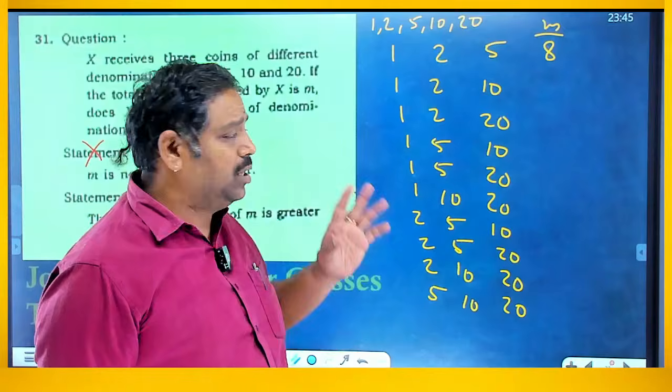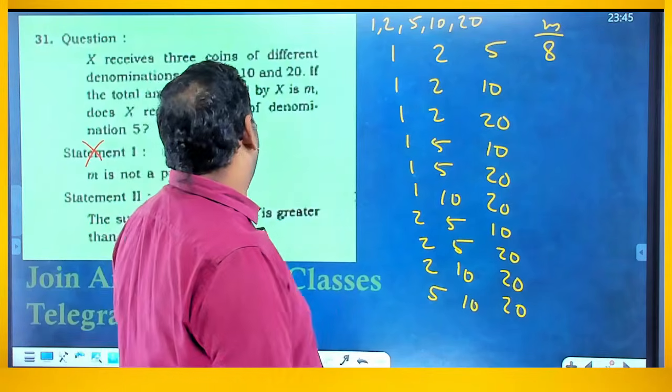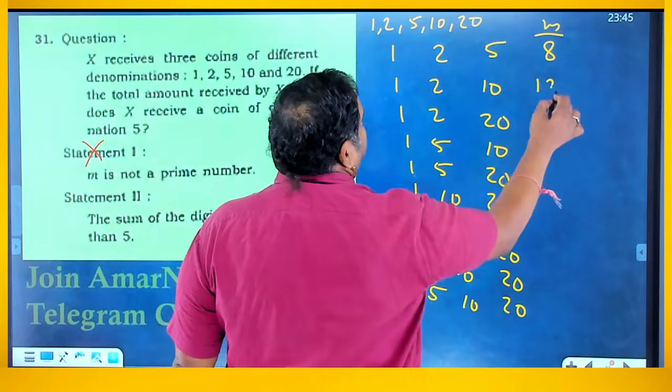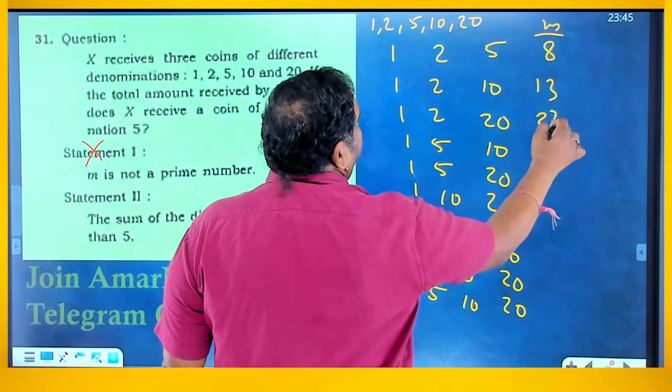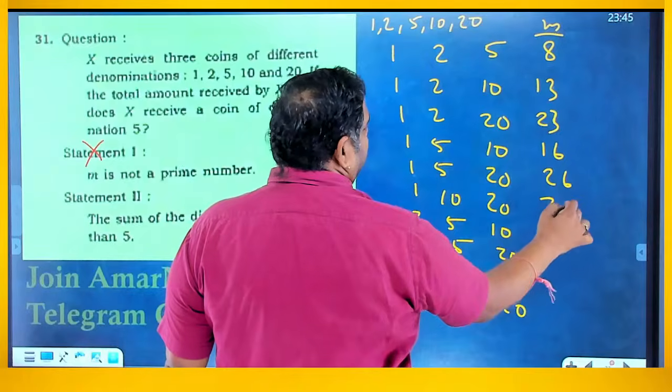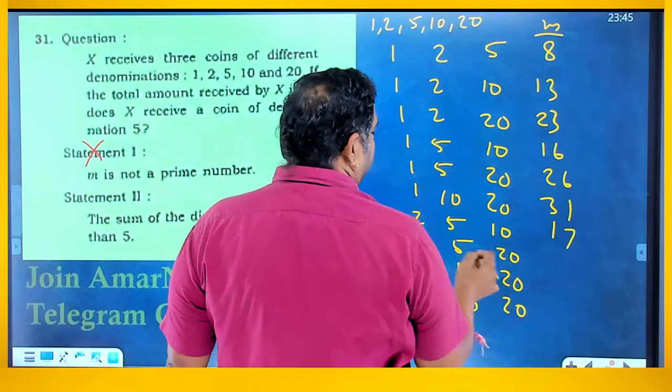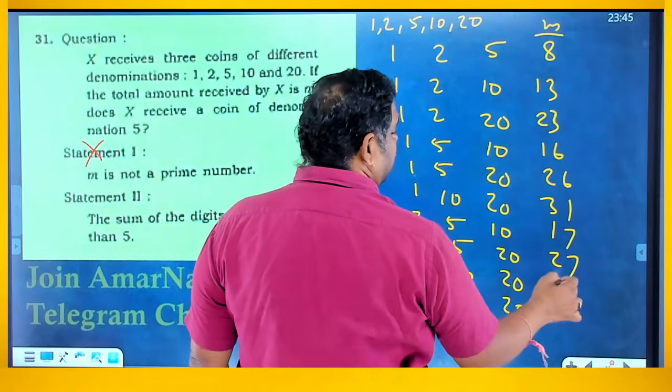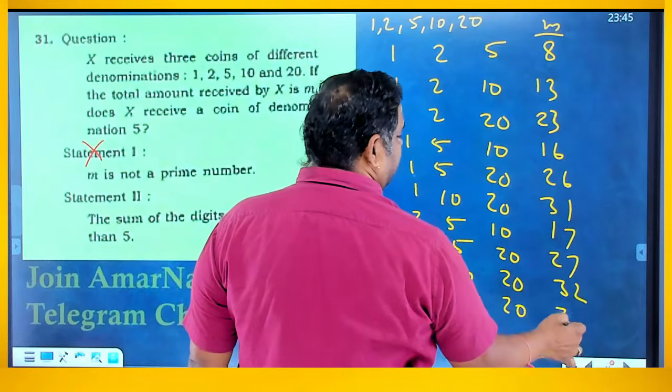Good. Now if I calculate M, here it is 13, here it is 23, here it is 16, here it is 26, here it is 31, here it is 17, here it is 27, here it is 32, here it is 35.